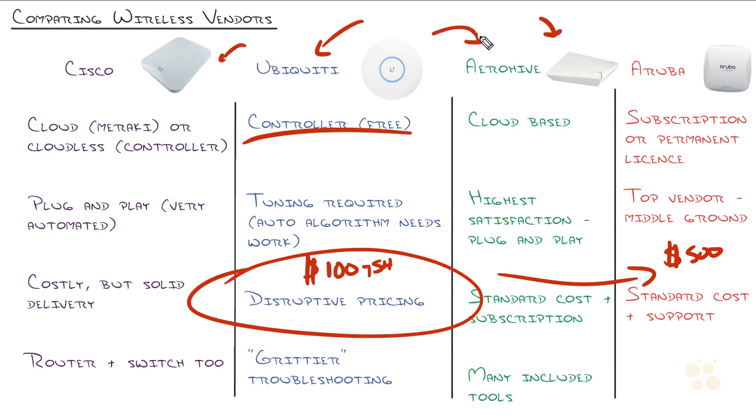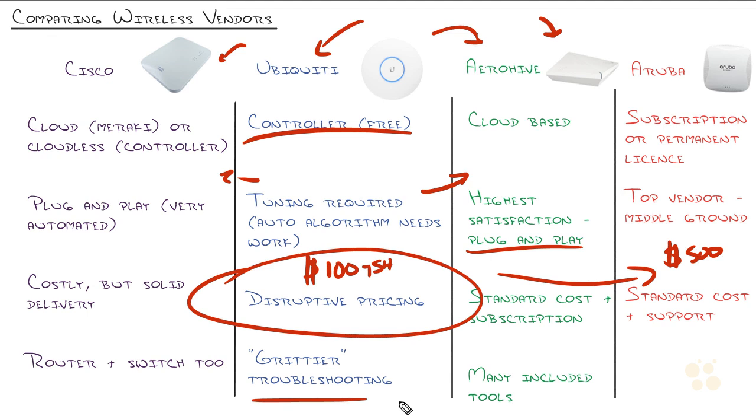But it doesn't come without a price. I'd say compared to these other vendors, Ubiquiti will take the most tuning, not only initially, but also ongoing. As of today, and they are always continuing to evolve and develop, there is no automatic algorithm that allows them to adjust to poor signals and things like that. So if you're really looking for a plug and play solution, a lot of these other ones will take all that hassle completely away. Ubiquiti also has a little grittier troubleshooting.